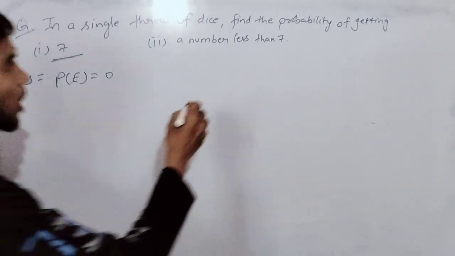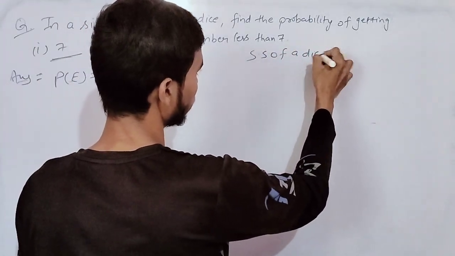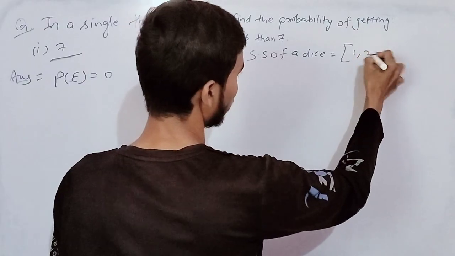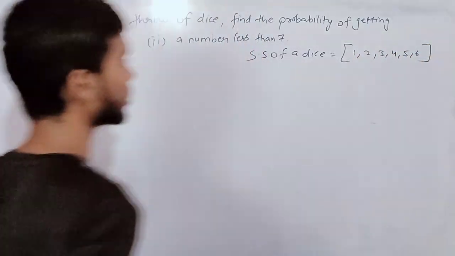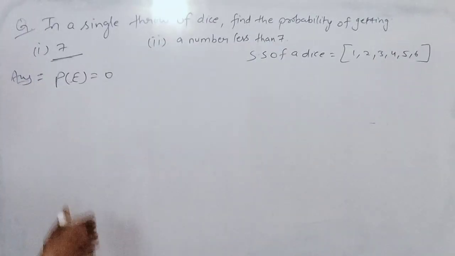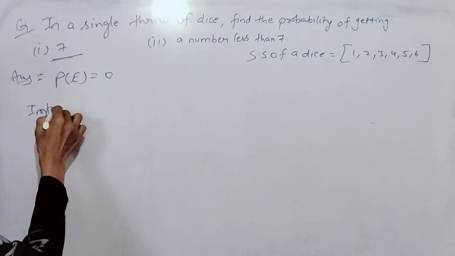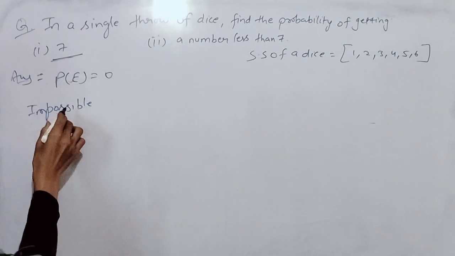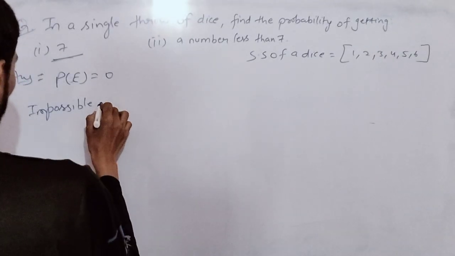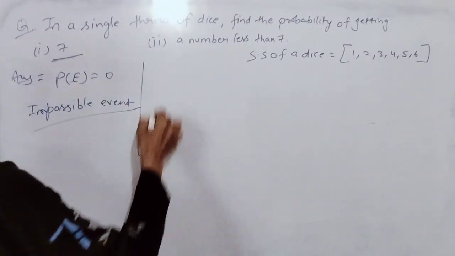You can even find the sample space of a dice. The dice would have 1, 2, 3, 4, 5, 6. You can see there is no number 7. That's why you can write it is an impossible event. Clear? Because 7 will not come.